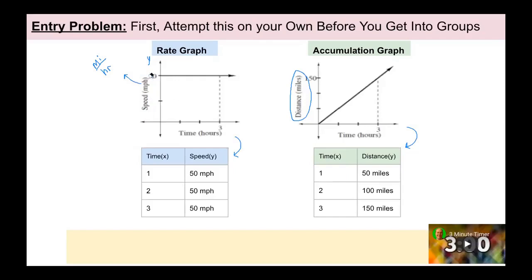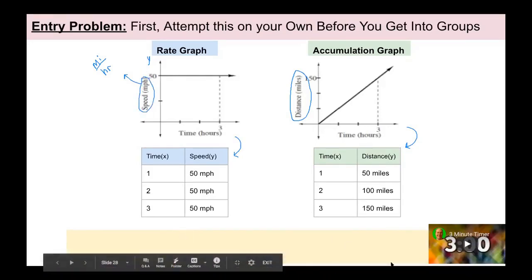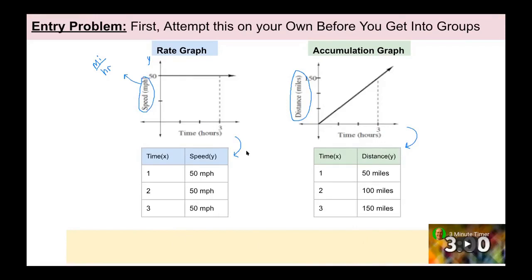So let me just pause that. I didn't like that I covered the 50 that was there. Let me see if anyone has any clarifications on what is a rate graph versus what is an accumulation graph. I see question marks by Jose. Did you have a question? Let me know. Happy to re-explain.